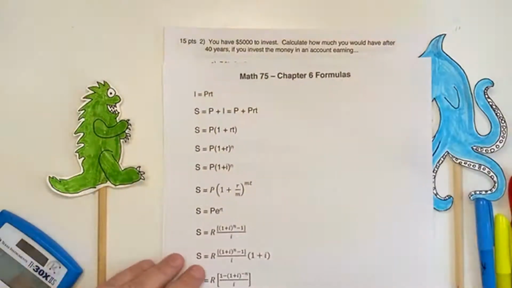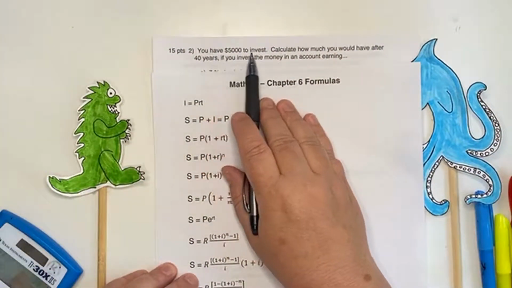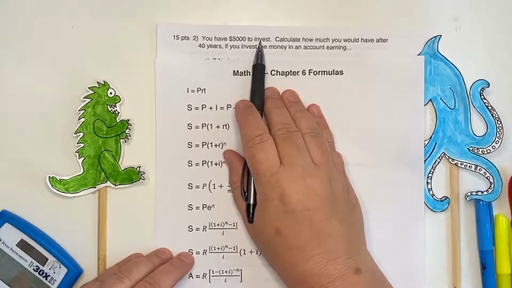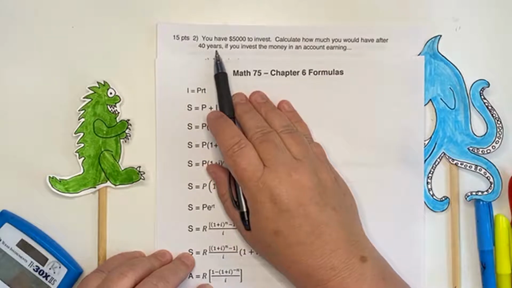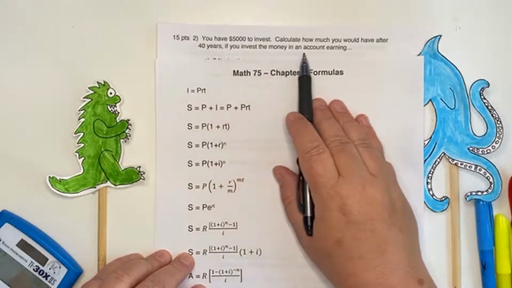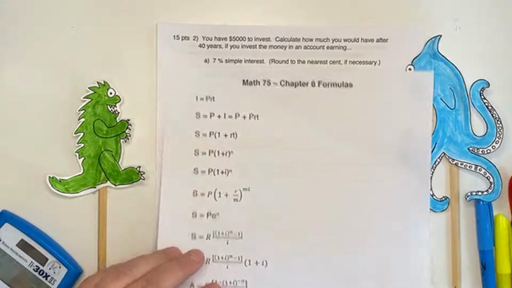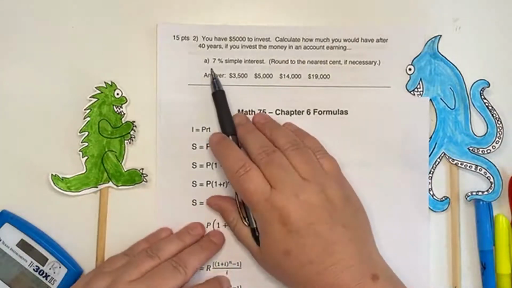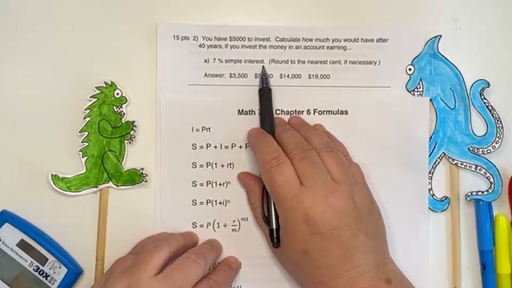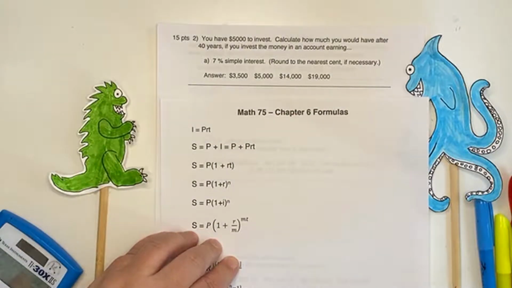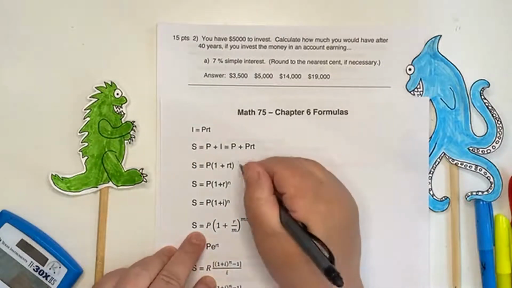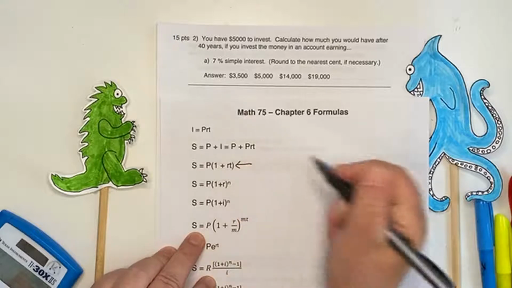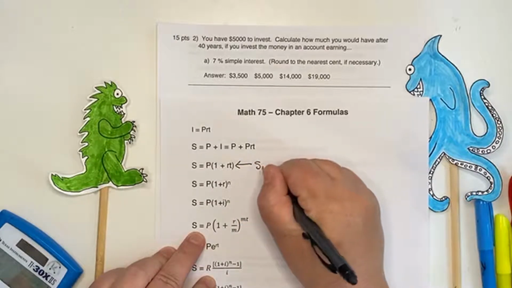So first, let's take a look. You have $5,000 to invest. Congratulations, that's awesome. Calculate how much you would have after 40 years. This is a long time to invest. If you invest the money in an account earning, first one, 7% simple interest, you're going to have to look here for simple interest. I can recognize it because it doesn't have an exponent. This is simple interest.